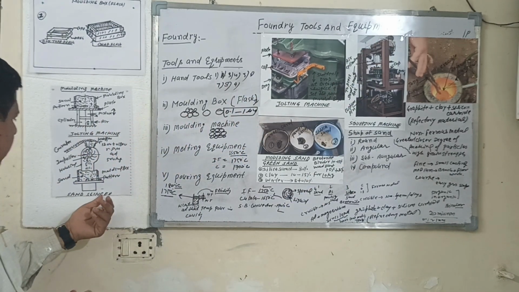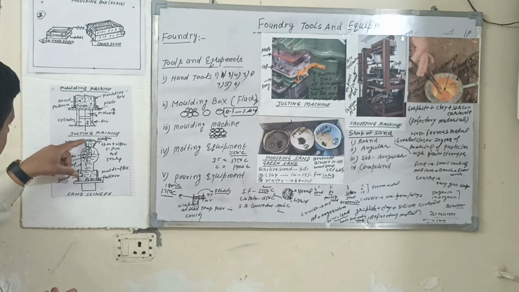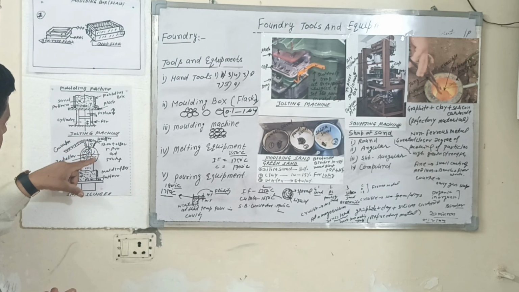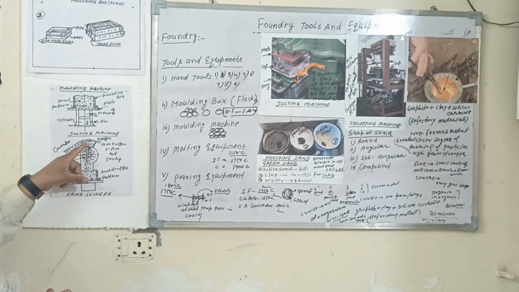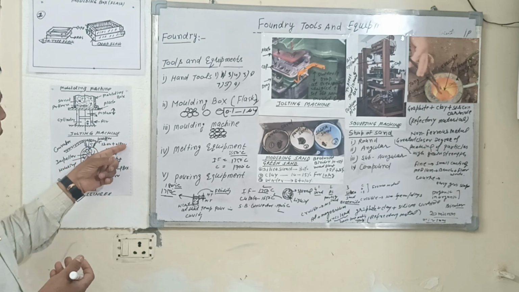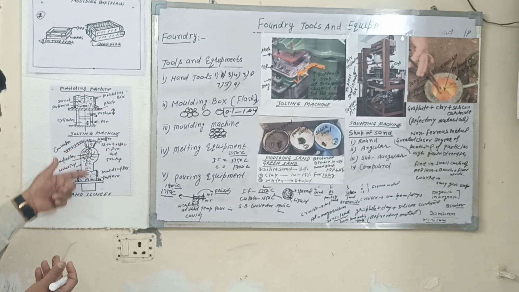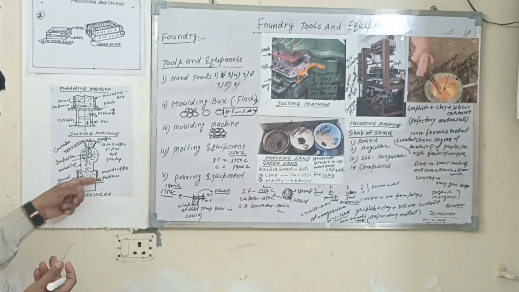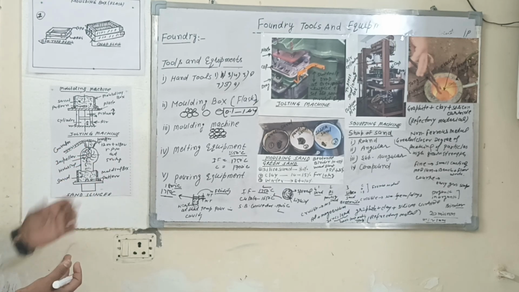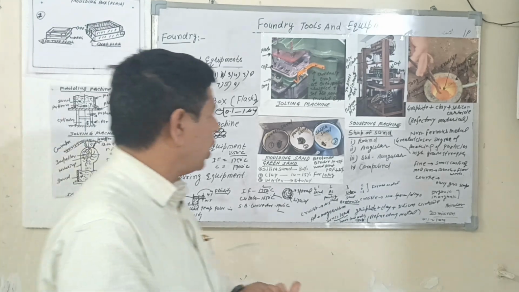Third number is the sand slinger. In the sand slinger, the sand is carried with the help of a conveyor and dropped into this housing with the help of a hopper. The impeller rotates with the help of a motor at a speed of 1200 to 1800 rpm. The sand is thrown into the core box at 500 kg to pack this molding box. So these machines are used for mass production.